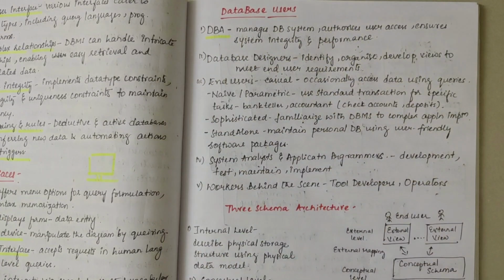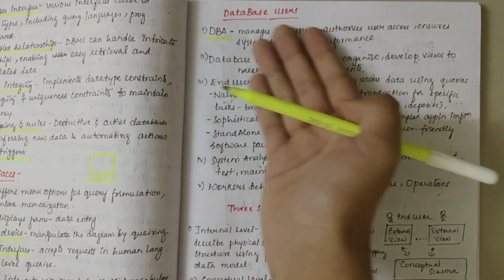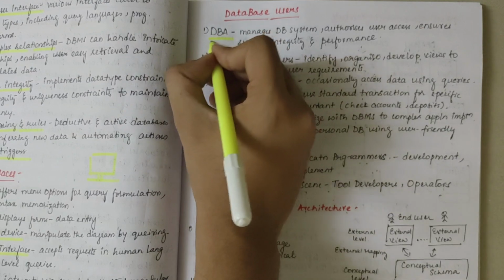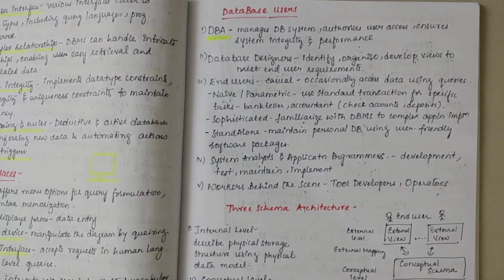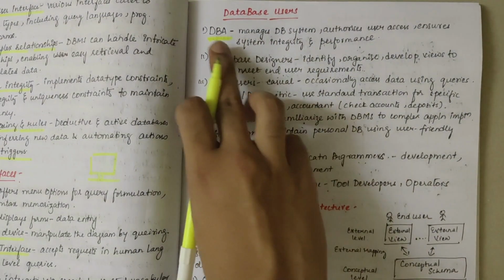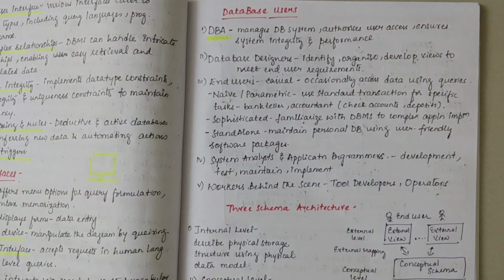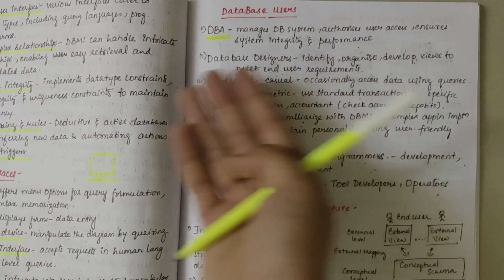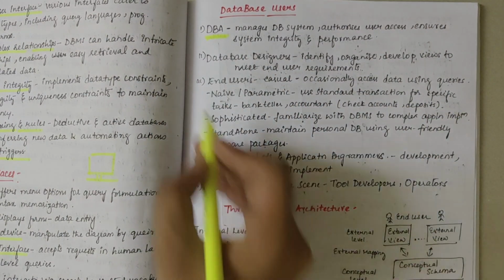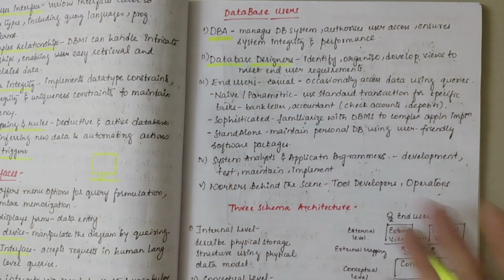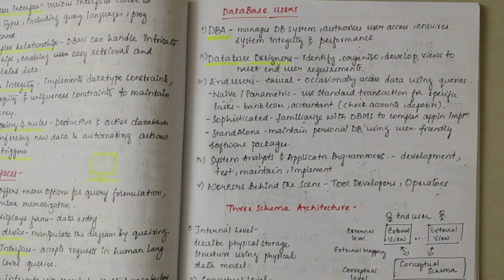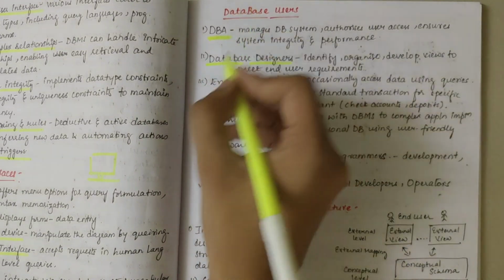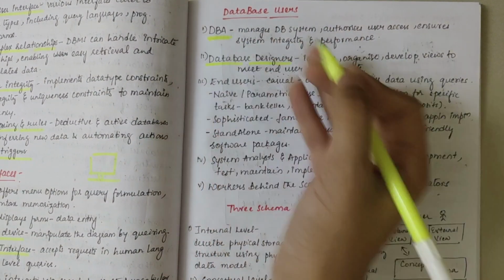Here we have database users. So there could be different users accessing the database. So let's see one by one. First is database administrator. As we have discussed, the database administrator manages the entire database system. He or she will look into the users' access, and ensure system integrity and performance. Then we have database designers who design the front end and the back end part of the database.